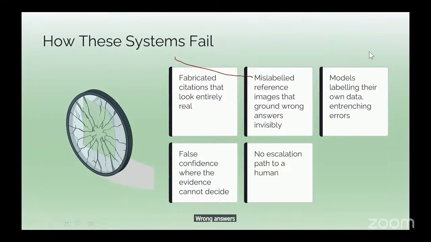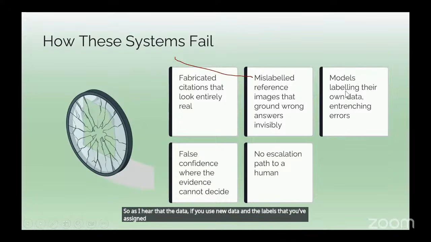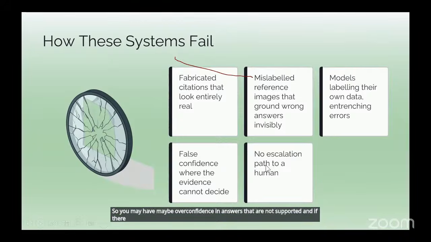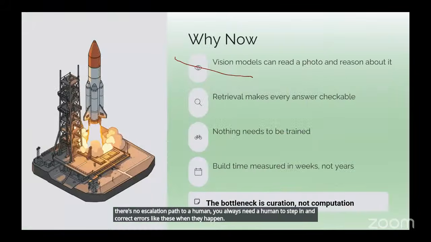If you use new data and the labels that you've assigned to it, you may continue the same errors, and the errors may become worse and worse. You may have overconfidence in answers that are not supported, and if there's no escalation path to a human, you always need a human to step in and correct errors like these when they happen.